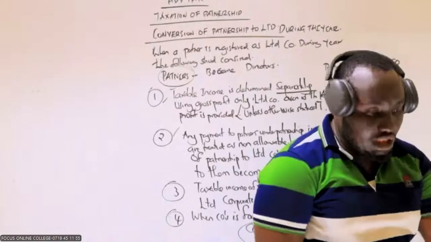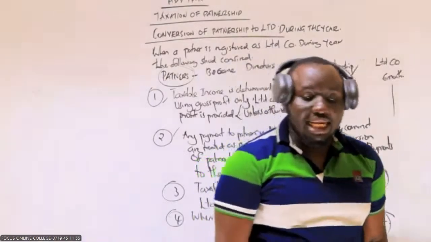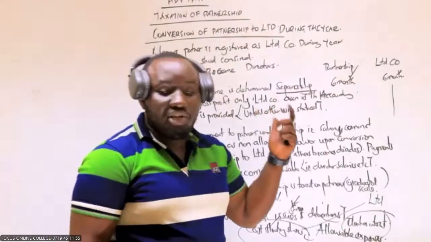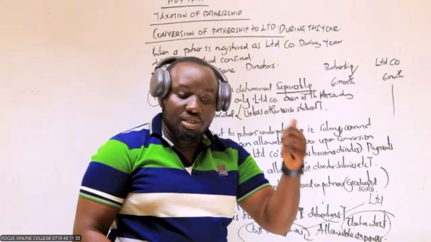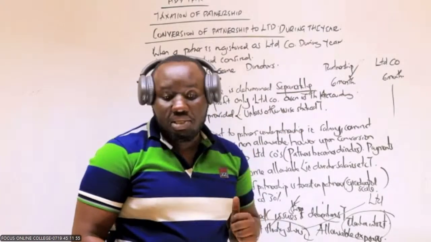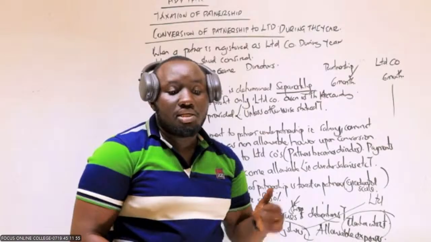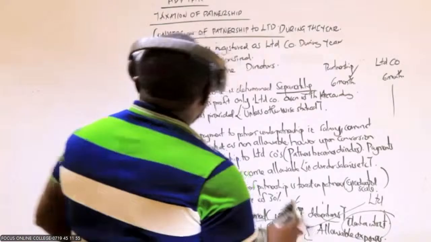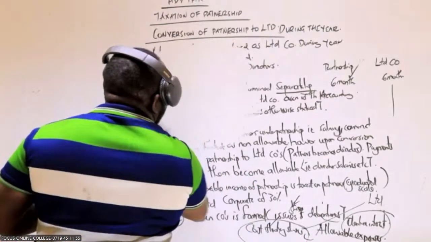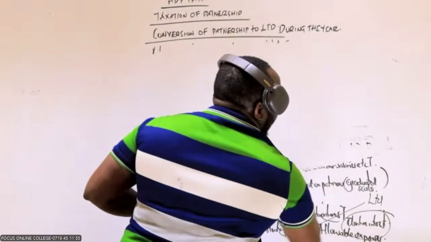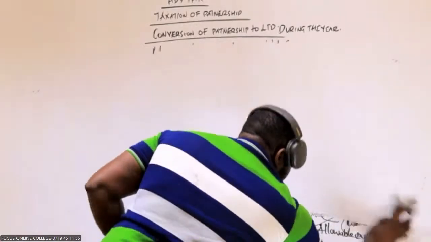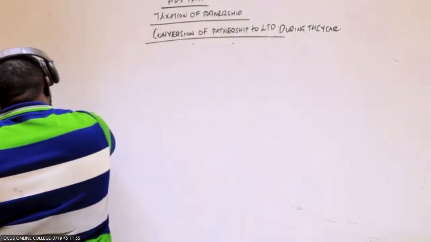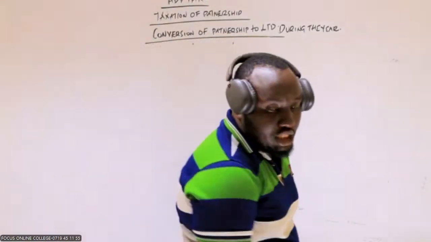So I want us to pick an illustration. For those who are new, there are a number of things that we did: taxation of investment allowance, taxation of investment income, and incomplete records, that is for a partnership and a limited company. So I want us to pick our first question, which is on conversion of a partnership to a limited company.